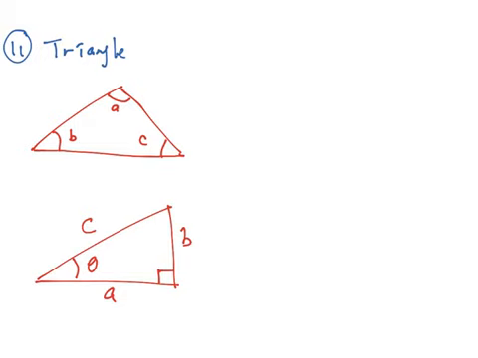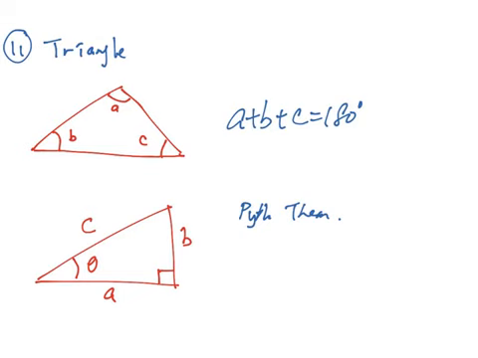Next is about triangle. Angle sum of triangle, so A plus B plus C equals 180 degrees. And the next one is about the Pythagoras theorem. For Pythagoras theorem, A squared plus B squared equals C squared. So the lines next to the right angle, square them, add them, equal to the hypotenuse C squared.